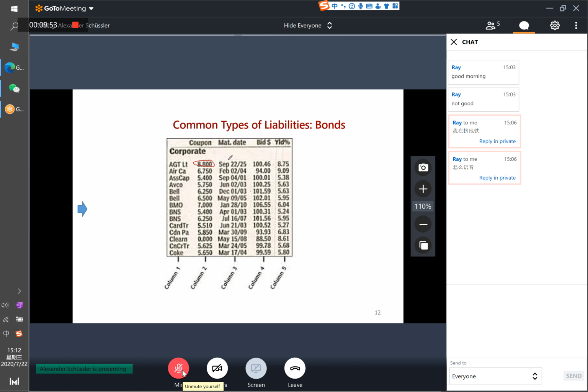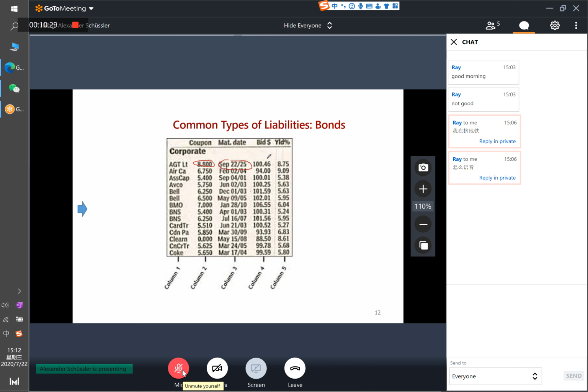Then we have the maturity date. What is the maturity date? The end of the day. Can you repeat it, please, Ray? I think it's the end of the date. Exactly. The deadline. Very good, Ray. It's the end of the date and the end of the bond, when the bond matures.